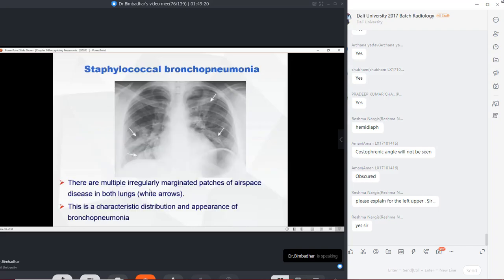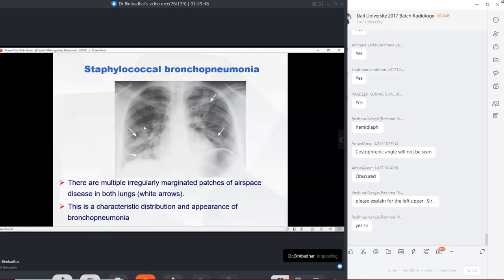All right. So now you look here, there are multiple irregularly marginated or poorly marginated patches of airspace opacity in both the lungs of the individual. You see here perihilar, hazy, patchy opacities that are seen particularly in the lower lobes of the lungs, right?